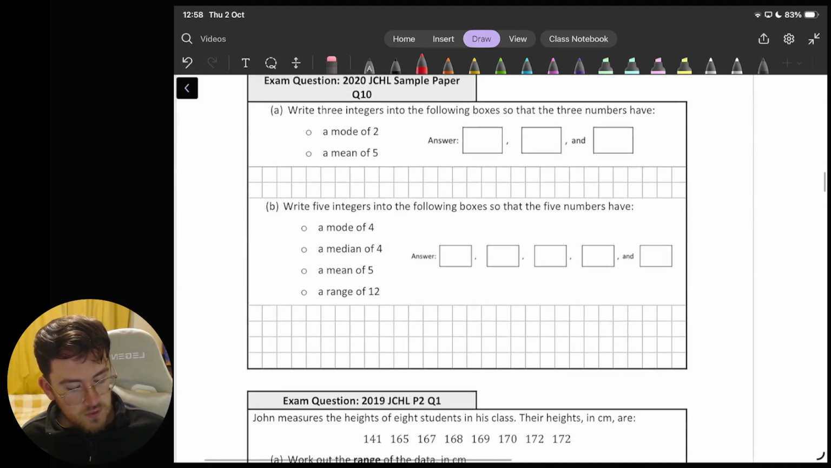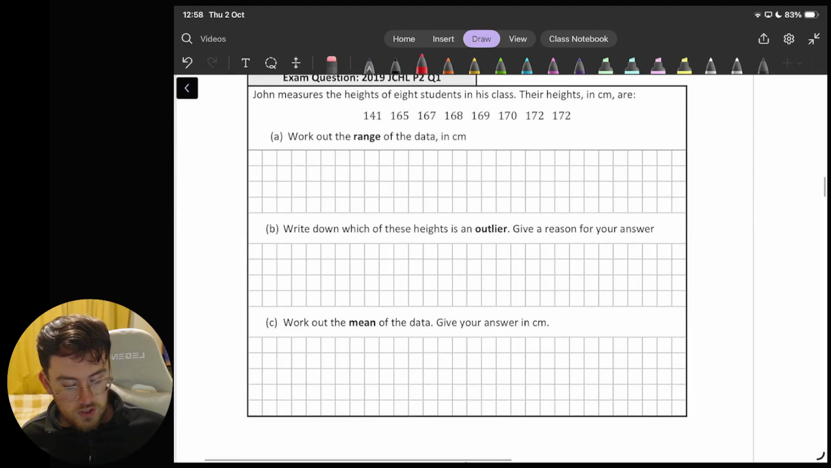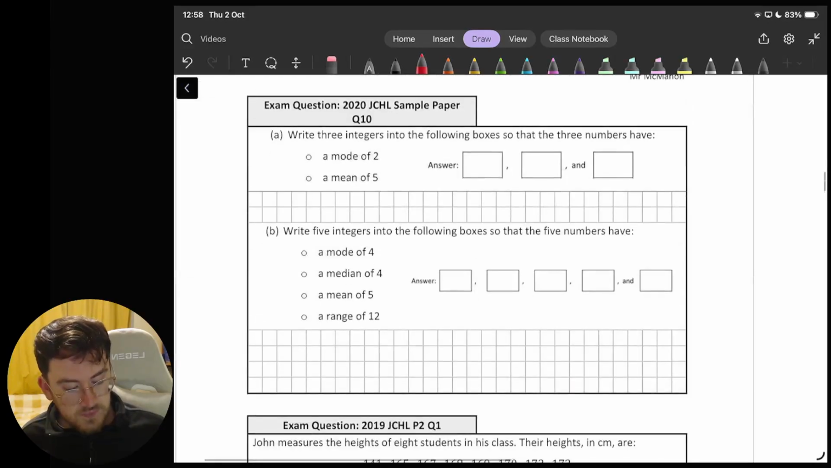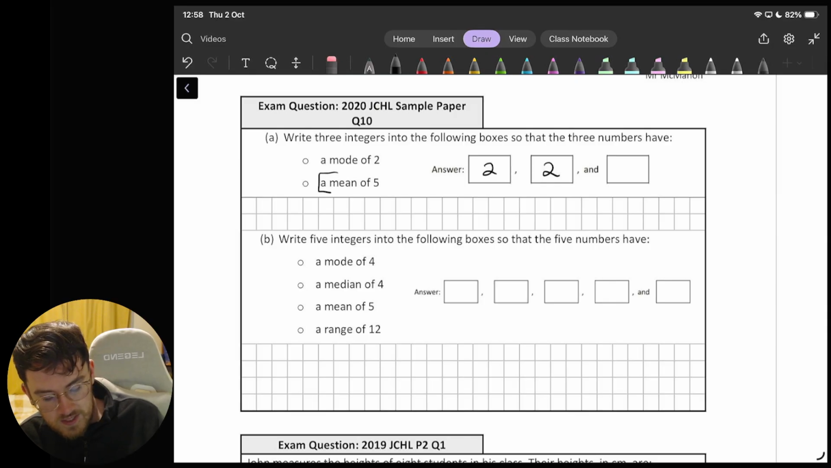Let me see, we've loads of questions here. We'll not do them all, but we'll choose one or two that we can have a look at. So let's look at this one here, 2020 sample paper. Write 3 integers into the following boxes so that the 3 numbers have a mode of 2 and a mean of 5. Well, a mode of 2 means we have to have 2 being the most common number there. I can at most have two 2's because if I have three 2's, I will not have a mean of 5. Let's dwell on this one for a little moment.